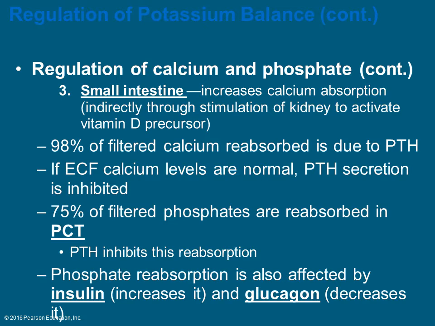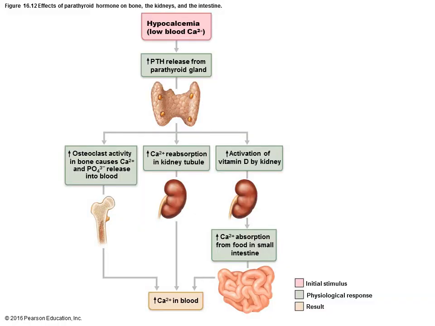Most of your calcium is going to be reabsorbed due to the parathyroid hormone. If the calcium levels in your extracellular fluid are normal, then the PTH is inhibited. And once again, here's a diagram showing the effects of the parathyroid hormone and the effects that it will have on the bone, the kidneys, and the intestines to try to increase the amount of calcium in the blood.